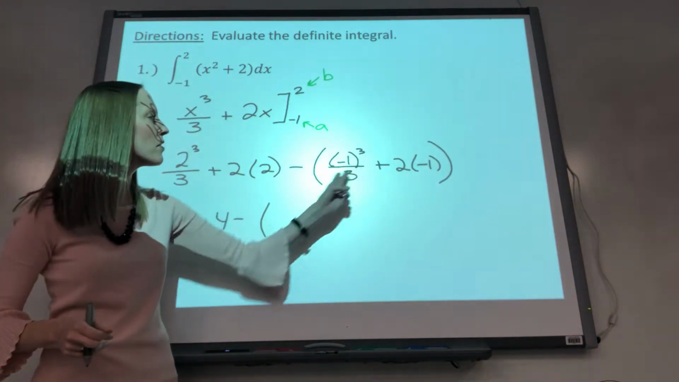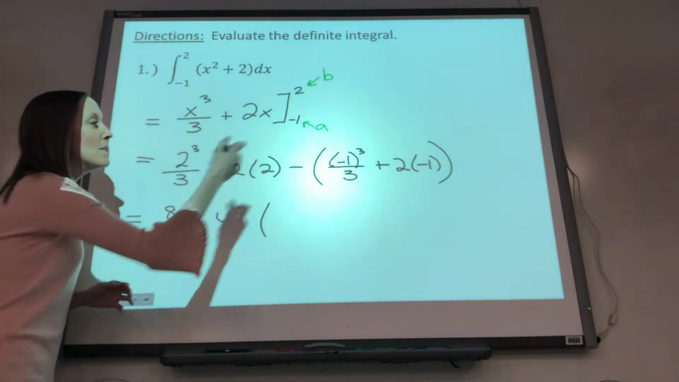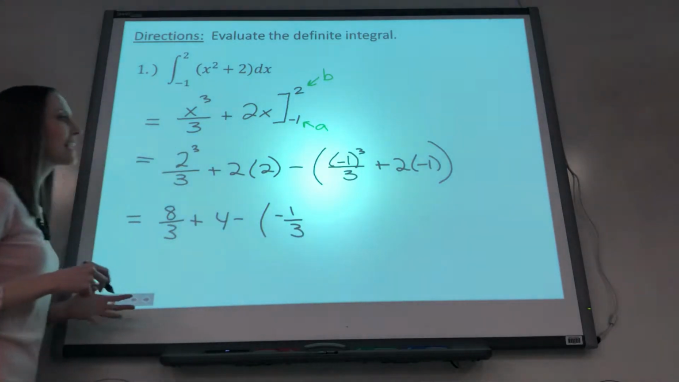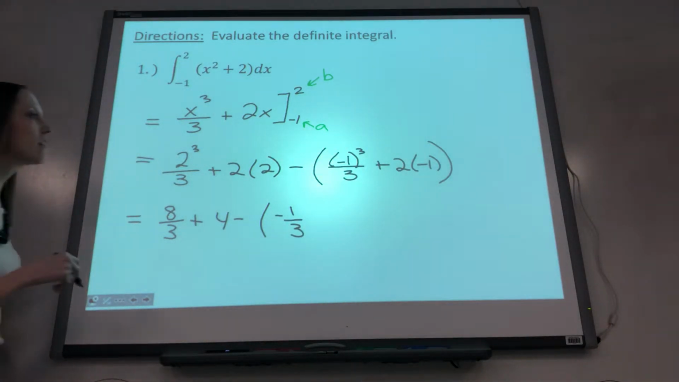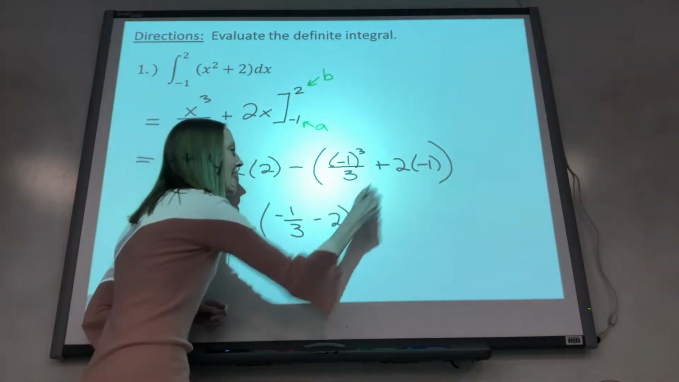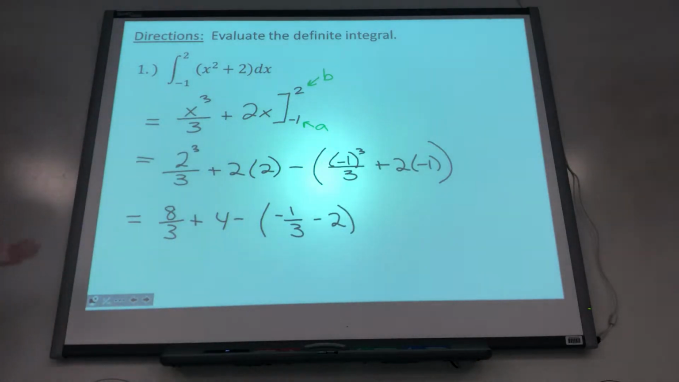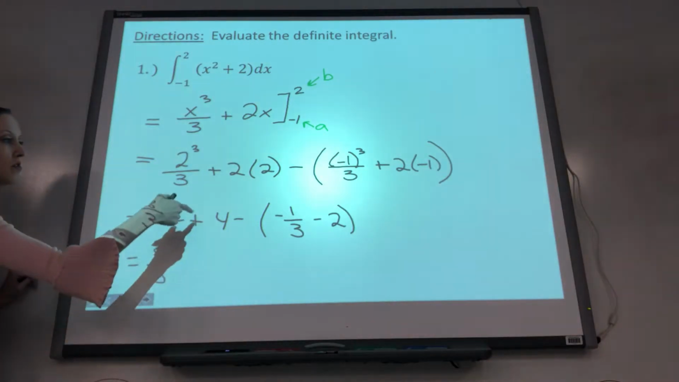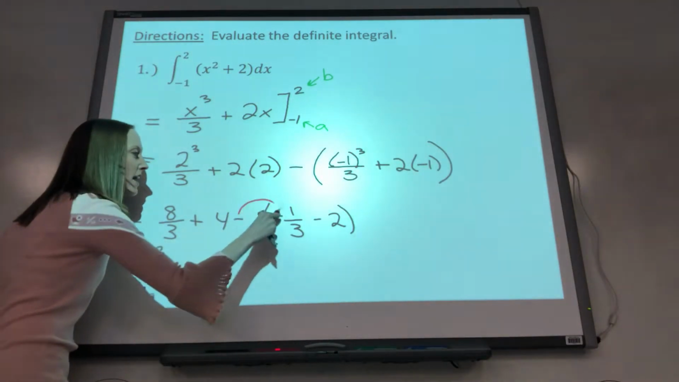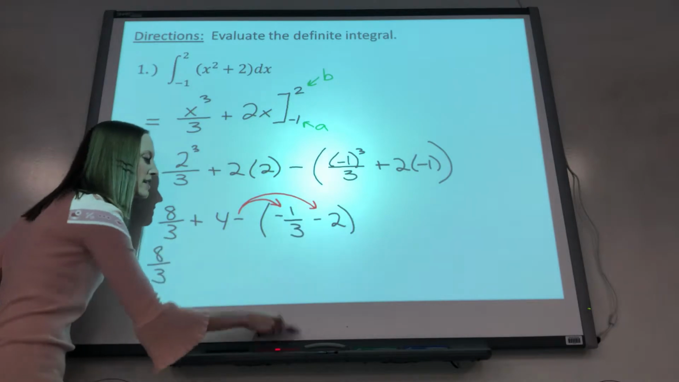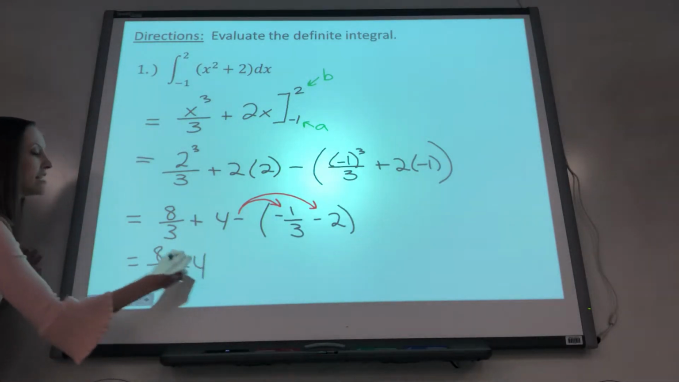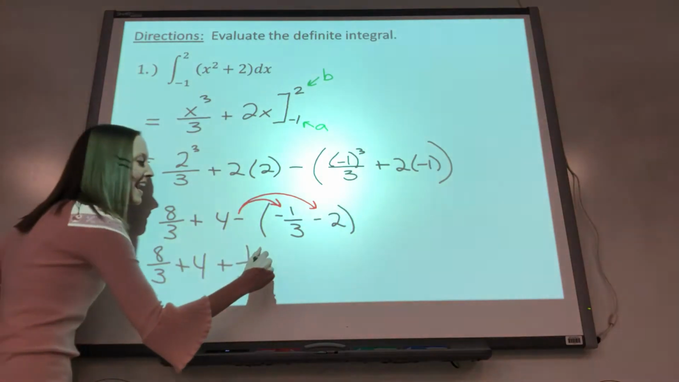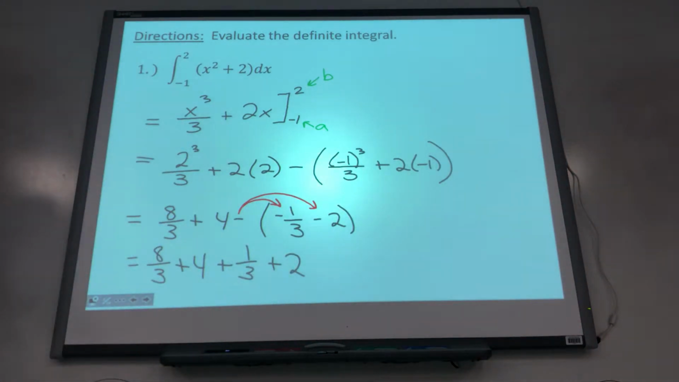So let me just simplify this stuff real quick. If I cube a negative, it's still negative. So that's still -1/3. And that would become a -2. But by the time I distribute this minus sign, I'm going to draw that out so you know exactly what I'm doing. It turns into 8/3 plus 4 plus 1/3 and then plus 2.